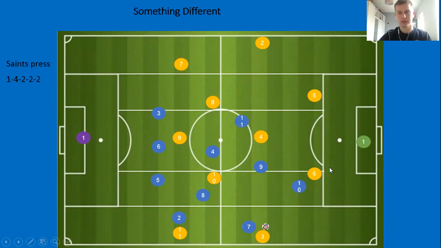So when the ball goes out and it goes into this side, the difference there would be the 9 would be on the 5, the 10 drops on to the 4, and they just set a trap. They just set a wide trap like that. So it's just a bit different, because it seems to be a trend at the minute for teams to play with suddenly a 4-4-2.